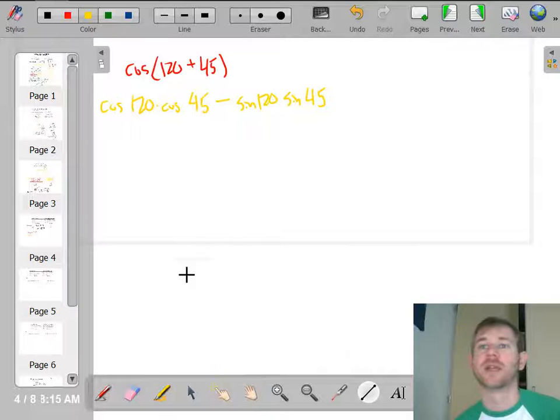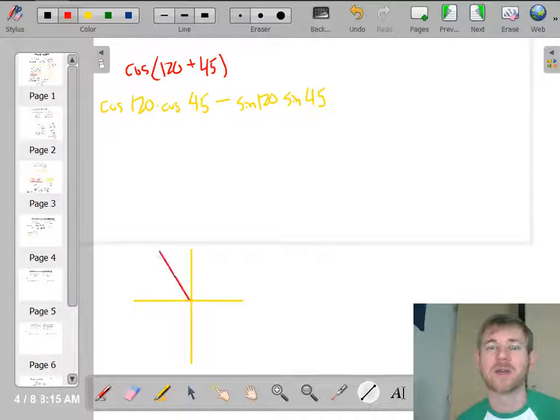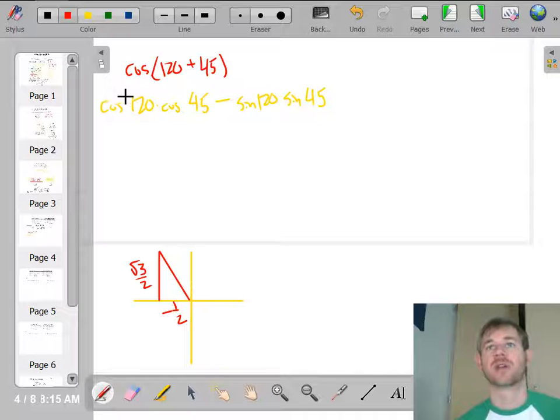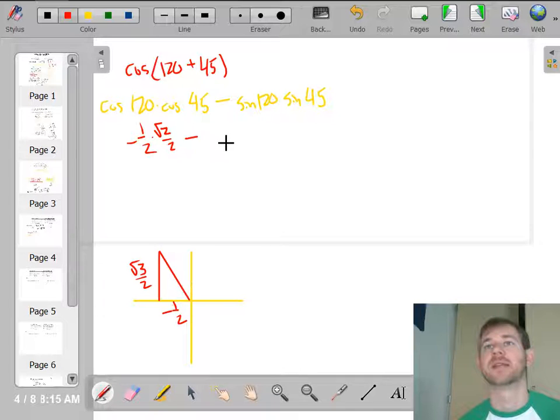Now I need 120 and I need 45. So I'm going to think 120 is over here in the second quadrant with a 60-degree reference angle. So this would be negative 1/2 and positive radical 3 over 2. So the cosine of 120, that's this, negative 1/2. Cosine of 45, radical 2 over 2. Those are being multiplied. Minus sine of 120. Sine of 120 is radical 3 over 2. And the sine of 45 is radical 2 over 2.